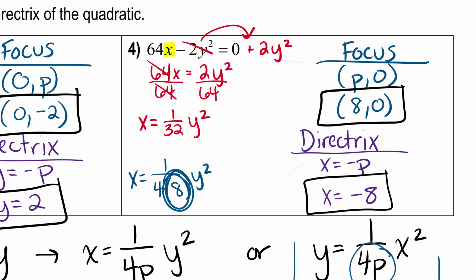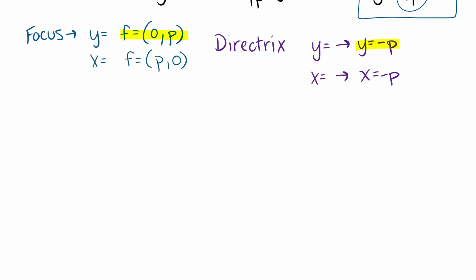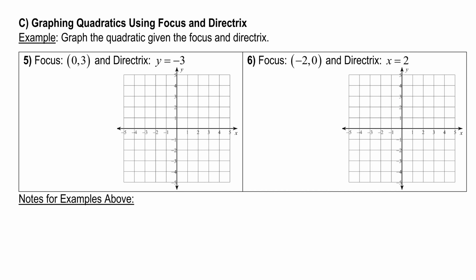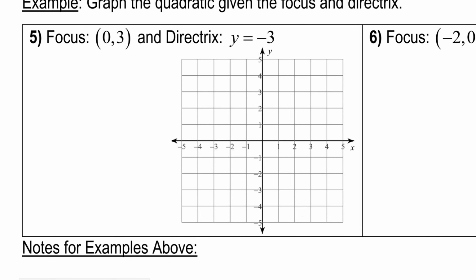Alright, so let's go on to the next section. So C, graphing quadratics using focus and directrix. The first thing that I would do on these is I have a point, my focus, right? And I have a line, which is the directrix. So with a point and a line, I can graph those and then go from there. So that's the first thing I want to do.